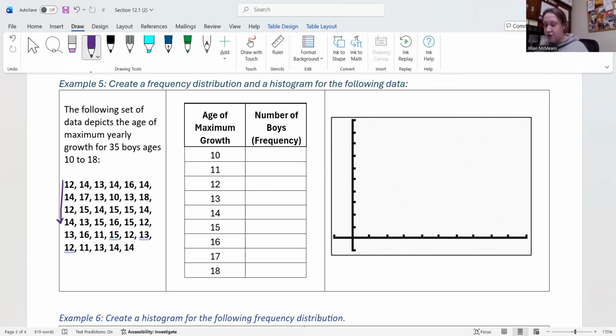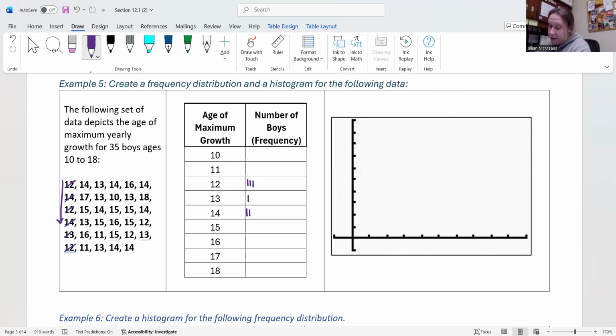For the first column, the first number is 12, so I put a tick mark by 12. The next number is 14, so I put a tick mark by 14. I have another 12, so 12 gets another tick mark. I have another 14, so 14 gets another tick mark. I have a 13, 13 gets a tick mark. I have a 12, 12 gets a tick mark. I'm going to keep going down each column, and when a data item shows up, I'll put a little tick mark in its row in the frequency distribution table.